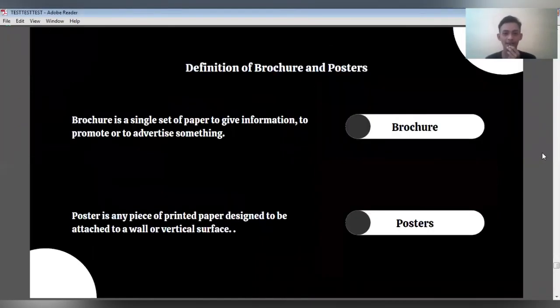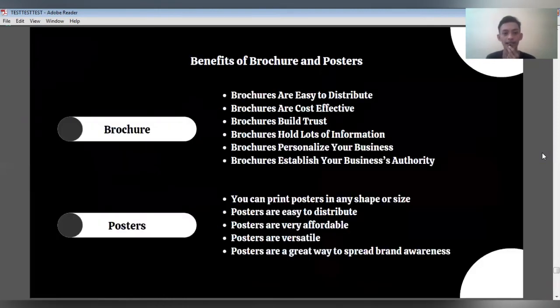Brochure and poster. First, definition of brochure and poster. A brochure is a single sheet of paper to give information, to promote or to advertise something. A poster is any piece of printed paper designed to be attached to a wall or vertical surface. Second, benefits of brochures and posters. Brochures are easy to distribute, cost effective, build trust, hold lots of information, personalize your business, and establish your business authority.